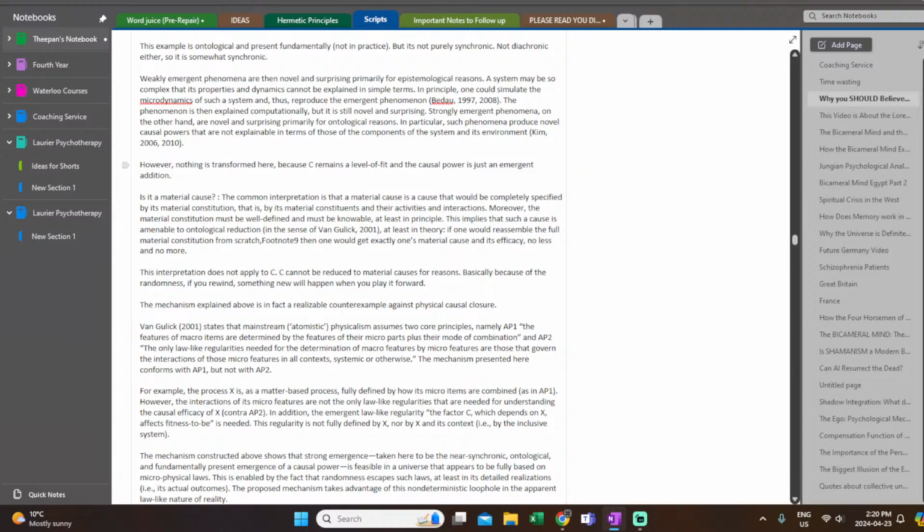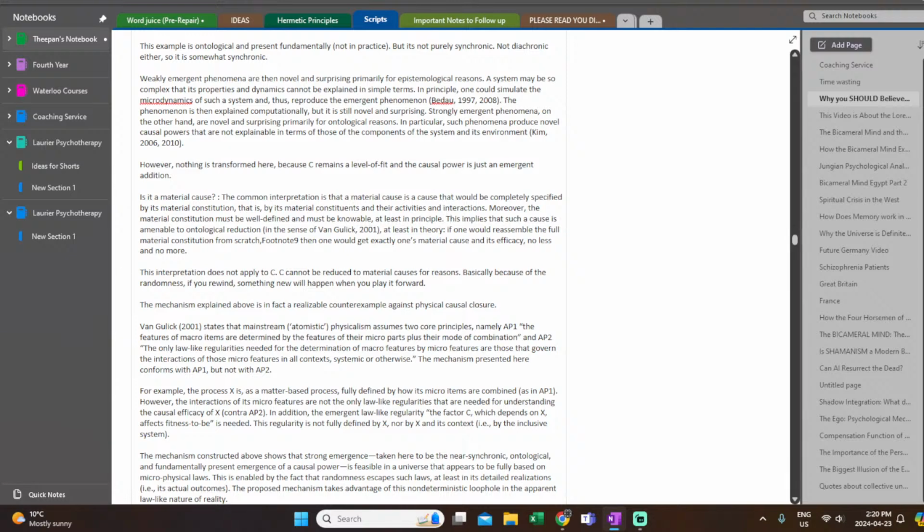Hold on. The common interpretation is that a material cause is a cause that would be completely specified by its material constitution, that is, by its material constituents and their activities and interactions. Moreover, the material constitution must be well defined and must be knowable, at least in principle. This implies that such a cause is amenable to ontological reduction, at least in theory. If one would reassemble the full material constitution from scratch, then one would get exactly one's material cause and its efficacy, no less and no more. So that's if C is a material cause.